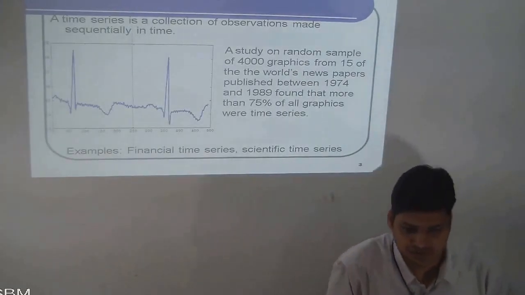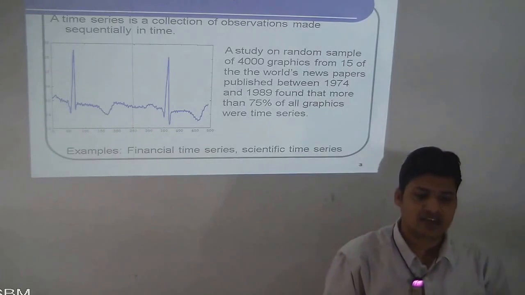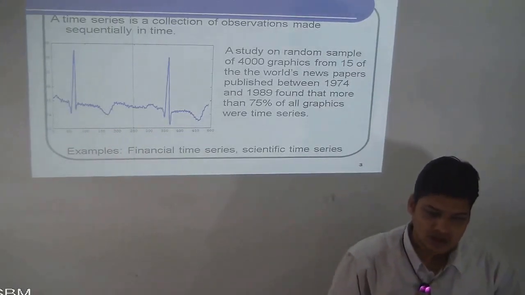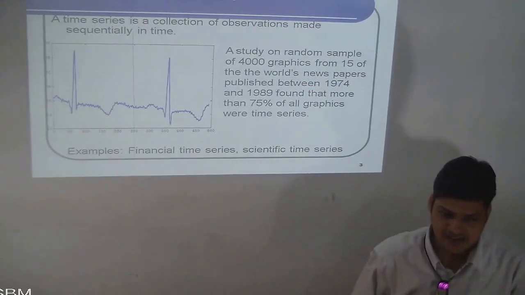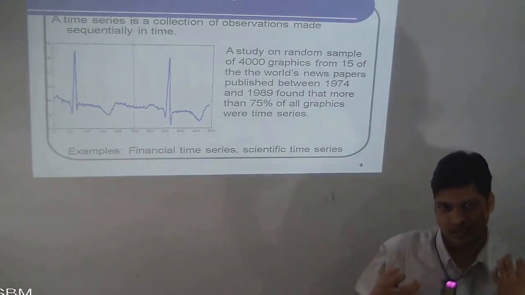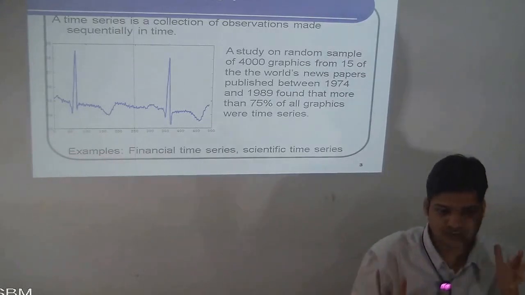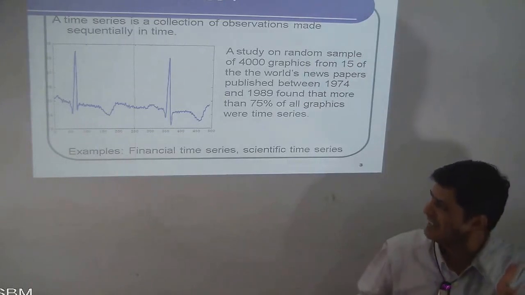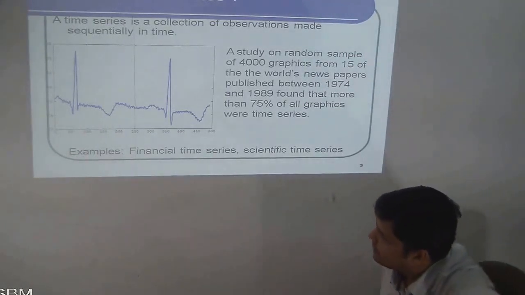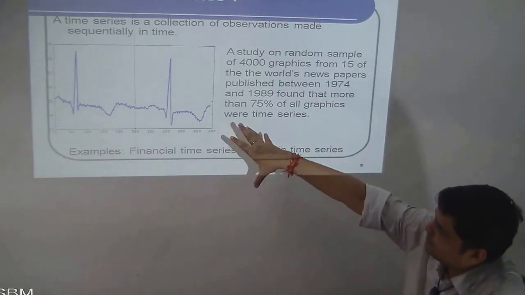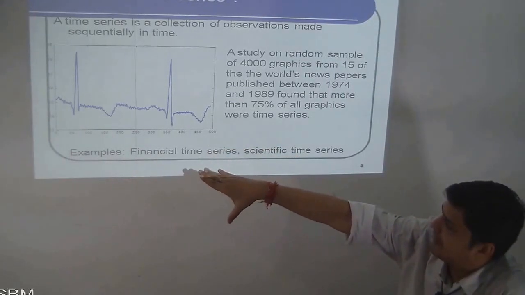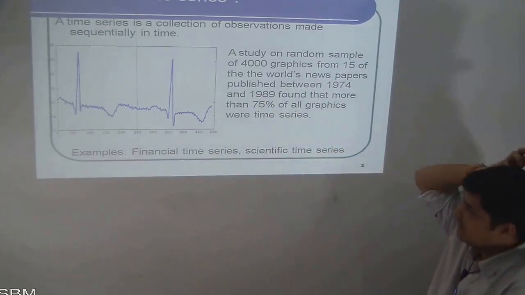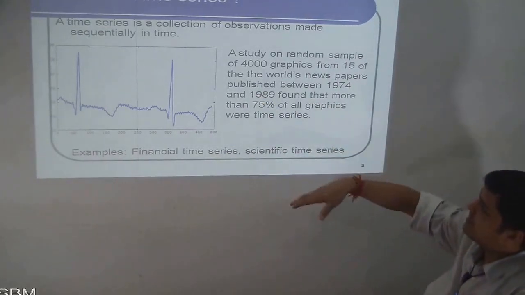So what is time series? What exactly is time series? See, a time series is a collection of observations made sequentially in time. We are getting observations from different sequential points of time. You can see that over here we are getting observations at different times, just like 0 second, 5 second, 100, 150, 200. This is the time series, and in the time series we are getting the observations.